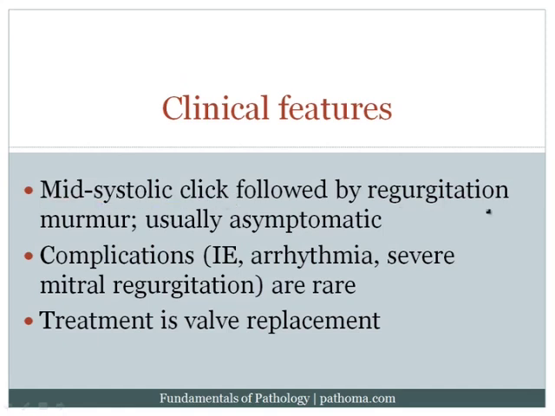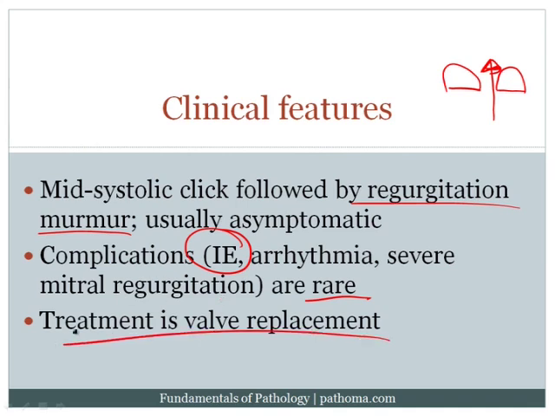Now, in addition, there can be some regurgitation back across that valve. There doesn't always have to be, but it often is present. The complications of mitral valve prolapse are rare, but they include infectious endocarditis because the valve will be damaged over time, arrhythmia, and severe mitral regurgitation. Of course, as this valve is clicking backwards, it's going to get stretched, and as it gets stretched, that's going to result in some leakiness to this valve, which would then result in mitral valve regurg. The treatment is valve replacement.